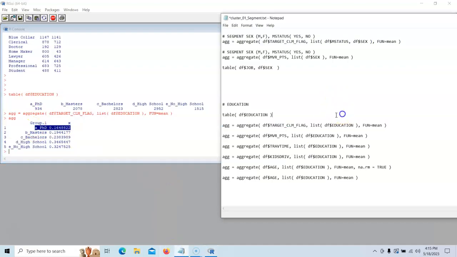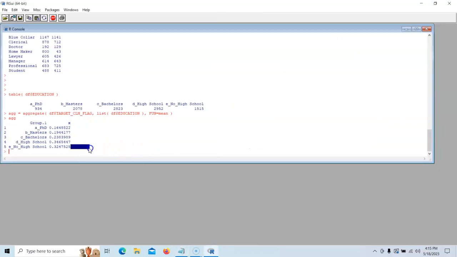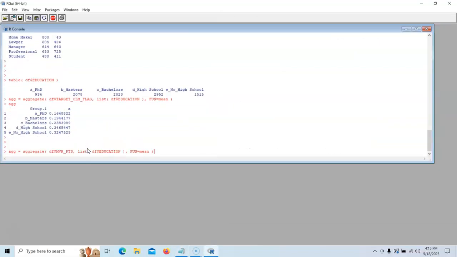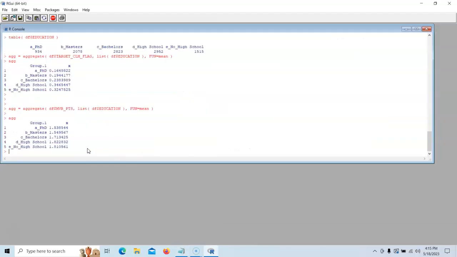So what else can we look at? Let's see about MVR points. How many traffic tickets do you have based upon your education? So again, it looks like it's slightly different. It goes slightly lower. The more education you have, the fewer traffic tickets you have. But it doesn't look like a big difference, 1.5 to 1.8.